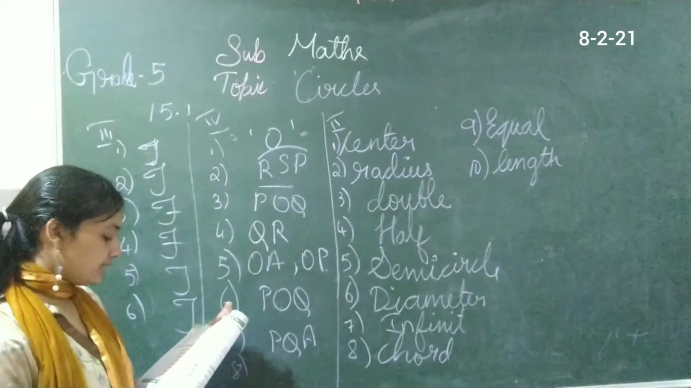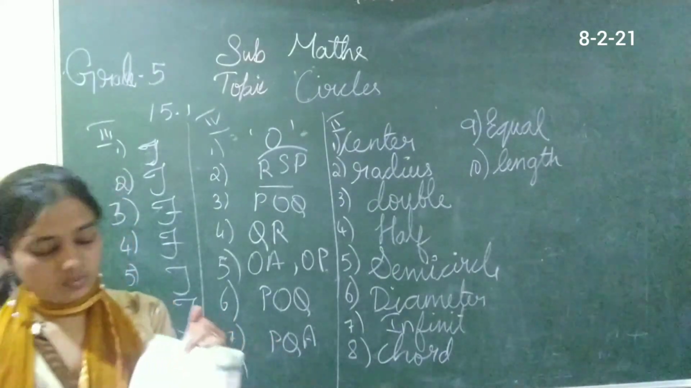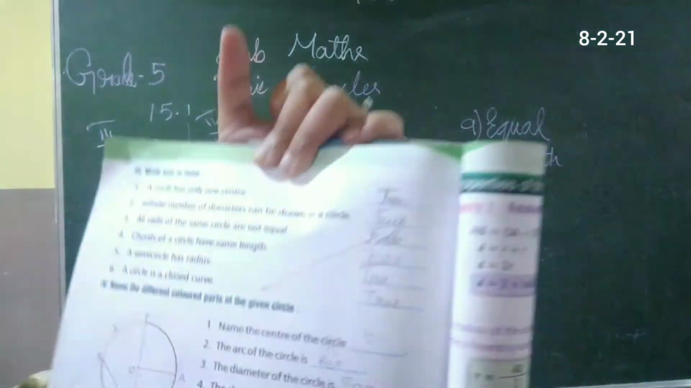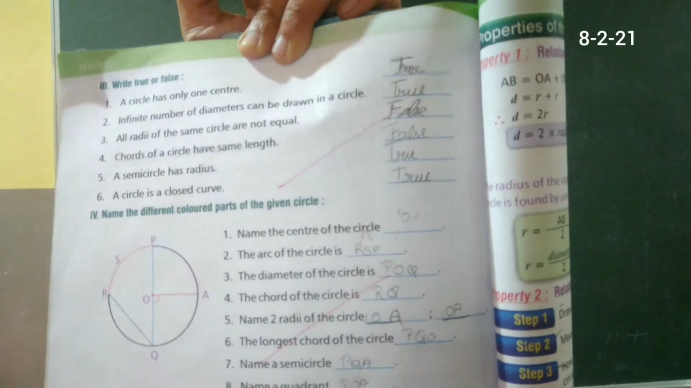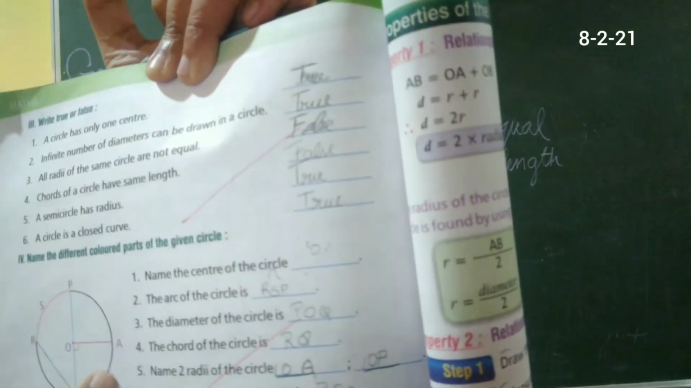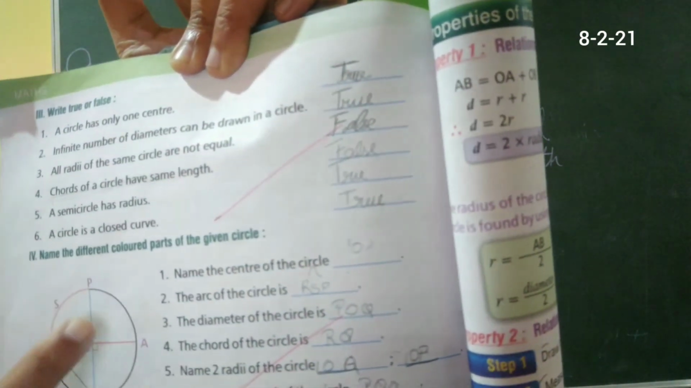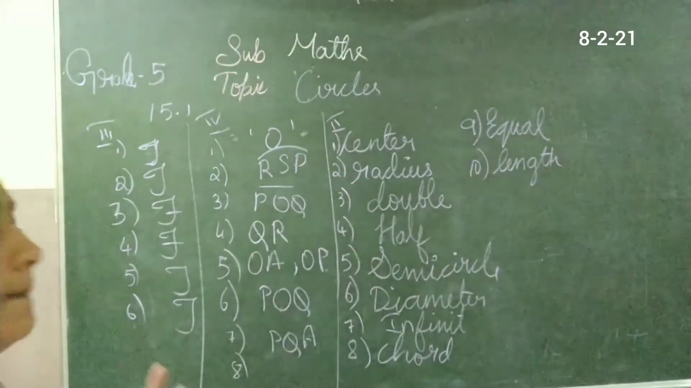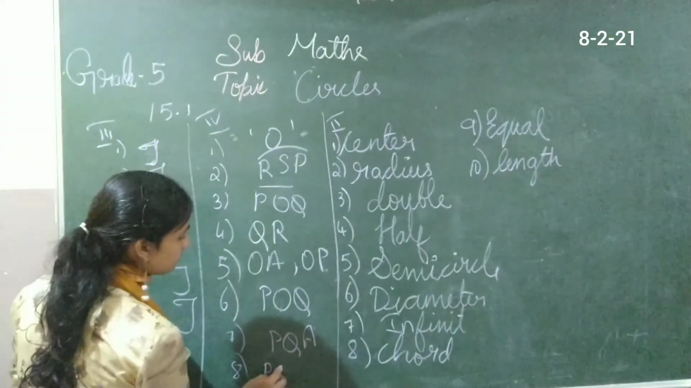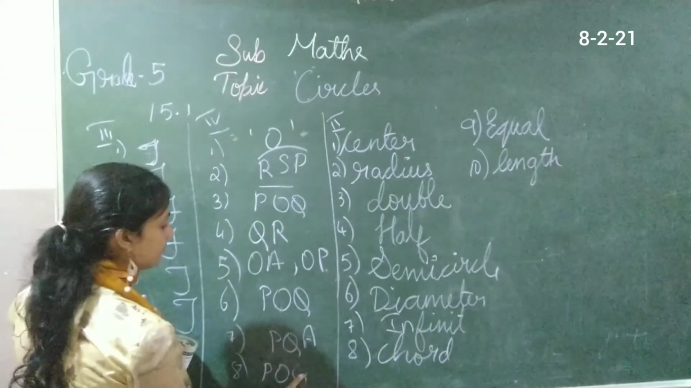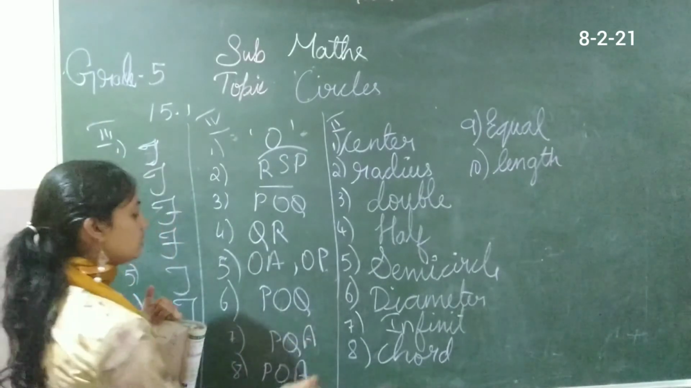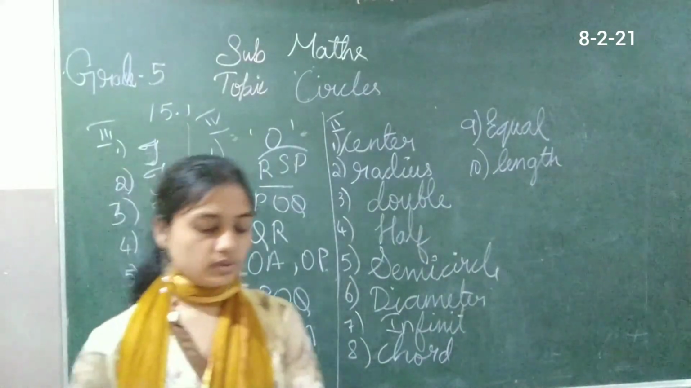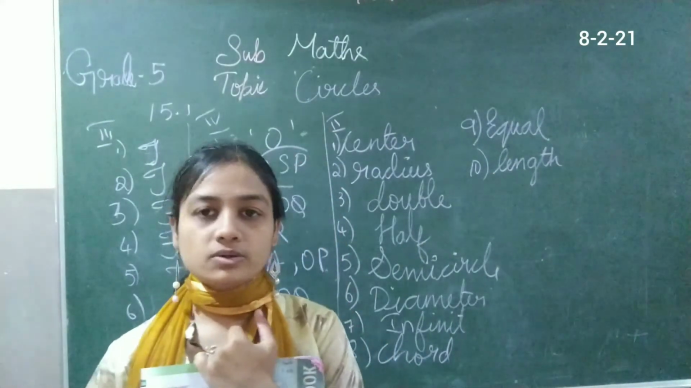Next, eighth one, name a quadrant. Quadrant means the part which is surrounded by two radius. You have two quadrants here. First is the upper part here. The second one, this is also a quadrant. So you can write any one. I am going to choose this, that is POA. This is a quadrant.